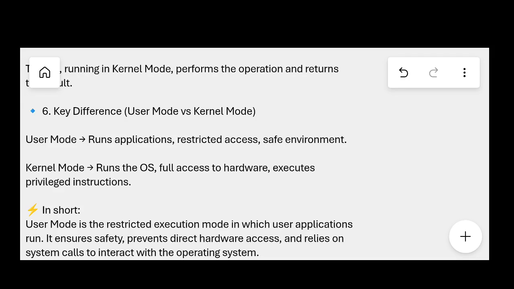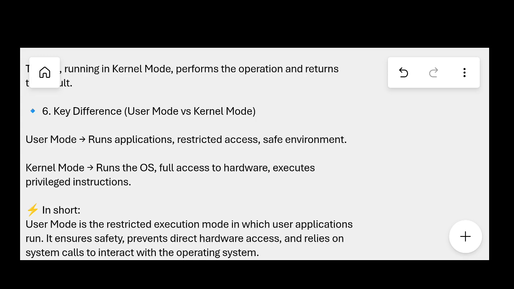Key differences: user mode versus kernel mode. User mode runs applications, has restricted access, and provides a safe environment. Kernel mode runs the OS, has full access to hardware, and executes privileged instructions.